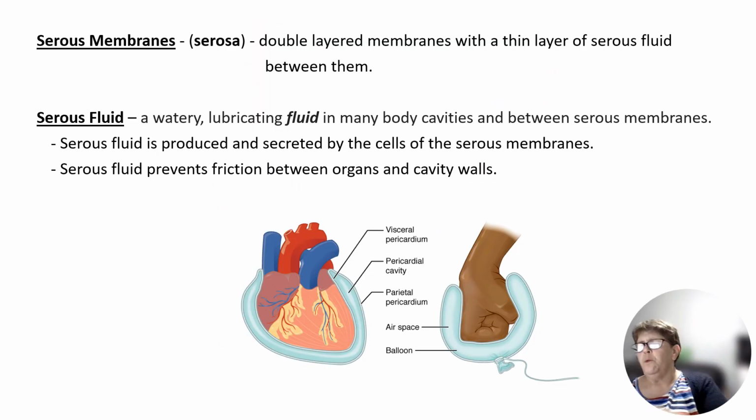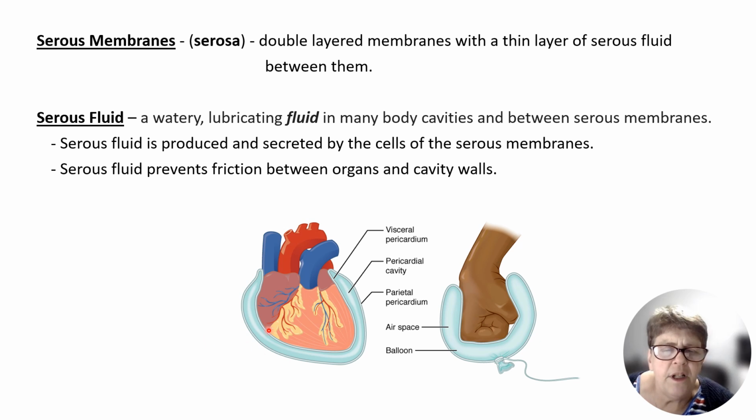So the next thing we're going to look at are serous membranes. Serous membranes, or serosa, are double-layered membranes with a thin layer of serous fluid between them. Serous fluid is a watery, slippery, lubricating fluid in many of the body cavities and between the serous membranes. The serous fluid is produced and secreted by cells in the serous membranes, and it prevents friction between organs and cavity walls.